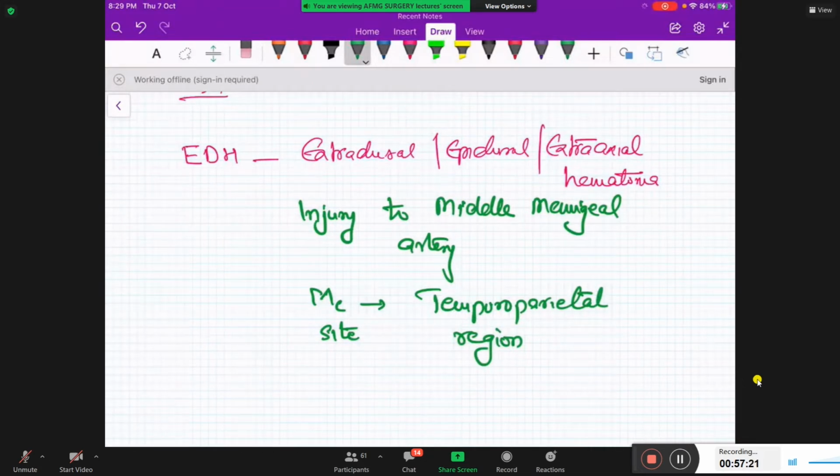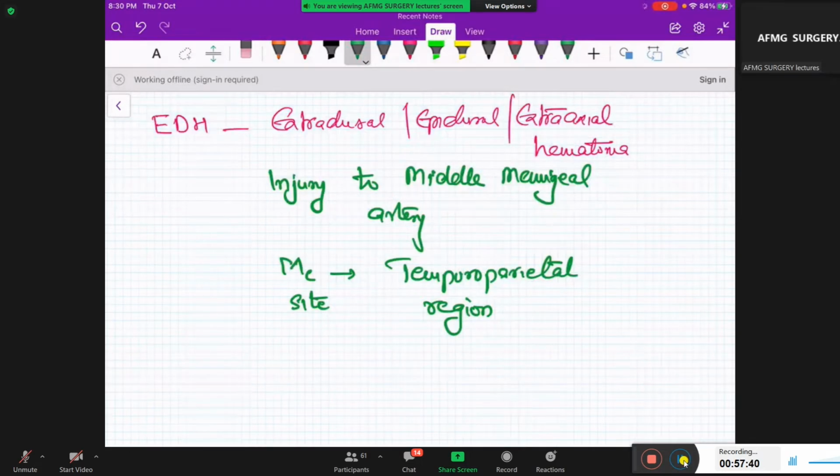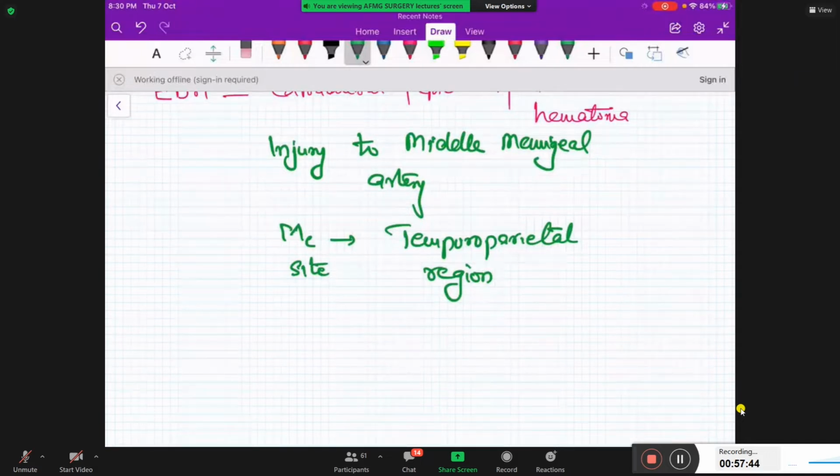Now, by now, all of you must have got the hang of understanding my handwriting, the calligraphy. अच्छा, मेरा अच्छा है, मेरे से अच्छी भी है, मेरे से खराब भी है किसी की. Temporoparietal region.